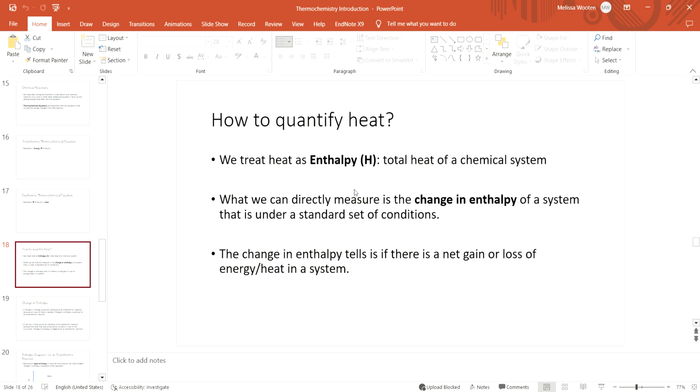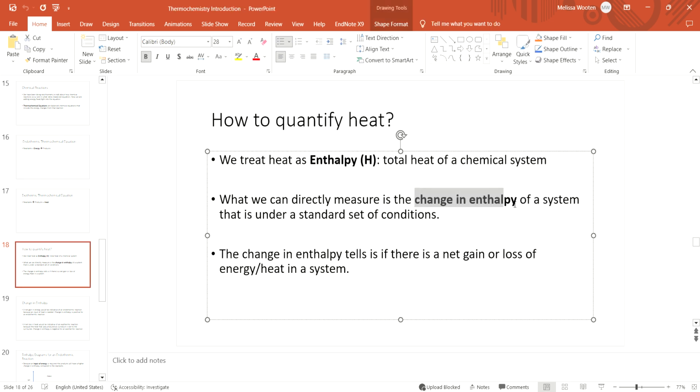That's easier to calculate. So a change in enthalpy is the calculation that we mainly focus on. So we look at changes in enthalpy and we say, okay, is there a net gain or a net loss of heat within the system?